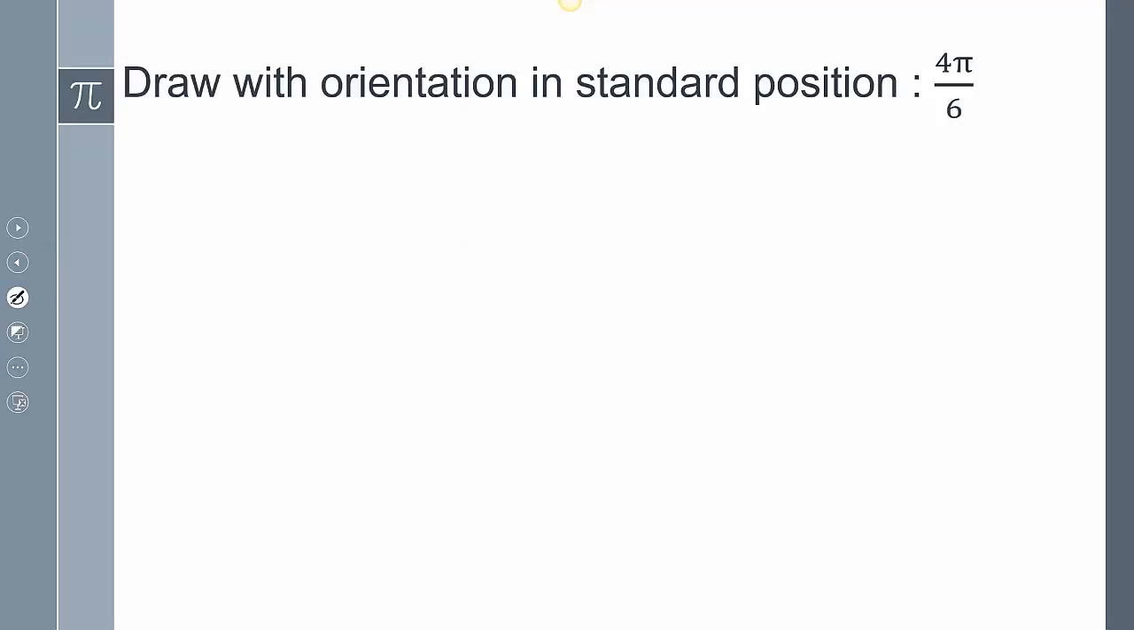Same thing with 4π/6, but the difference here is I can say that this is the same thing as 2π/3. And so once again, I can cut this into thirds. And so cutting this into thirds, I'm going to get 1/3 and 2/3. And so here's my 2/3 rotation, and so I can say that this is actually my angle here. So there's my 2/3. And rotating in the negative direction, this would be a negative π/2 rotation. And so darken that in. Here's my initial side, here's my terminal side, and so there's my negative π/2 rotation.